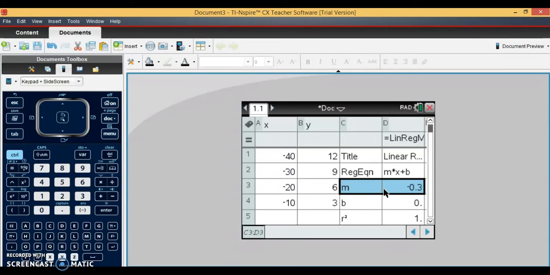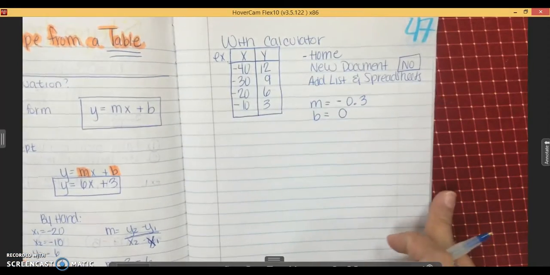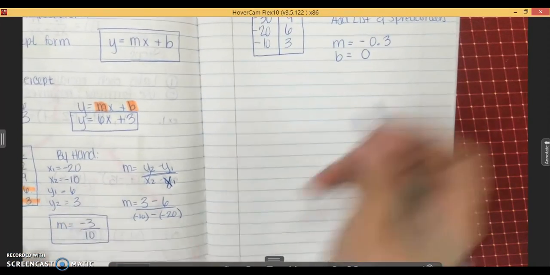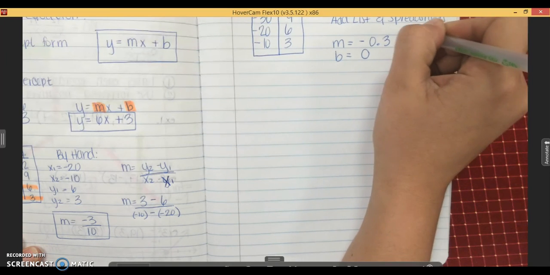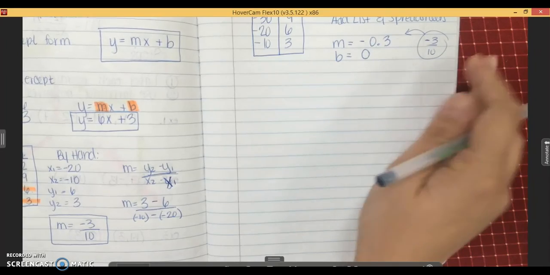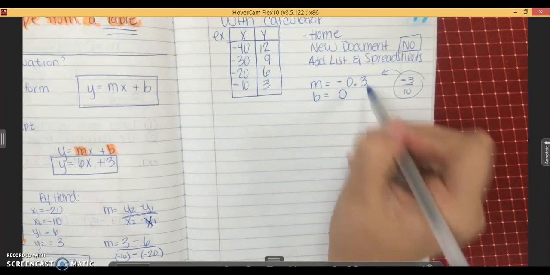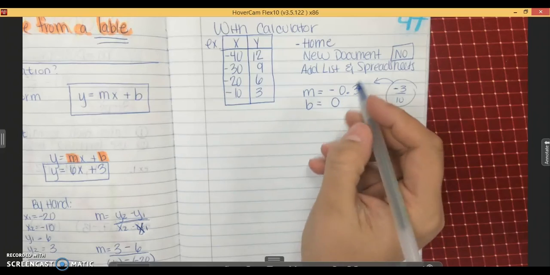So this is telling me M equals negative 0.3 and B equals 0. So we're going to write that down in our notebook. When we did it by hand, we got negative 3 over 10. Negative 3 over 10 is the same thing as negative 0.3. So your calculator is going to give it to you as a decimal, and that's okay.